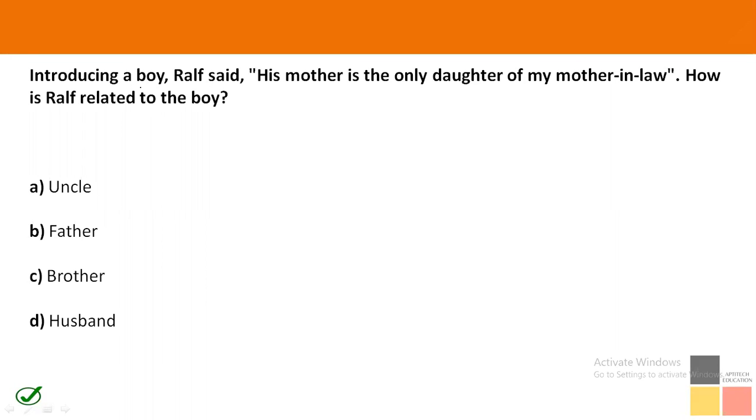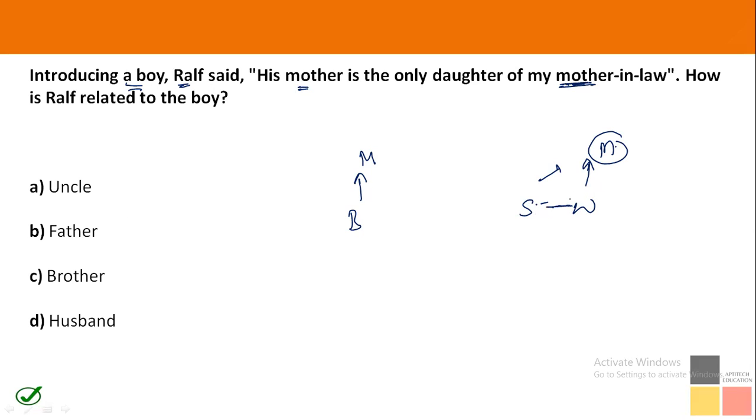Now, introducing a boy, it is being said: his mother, that is the boy's mother, is the only daughter of my mother-in-law. My mother-in-law means my spouse's mother. So if Ralph is a man, it is Ralph's wife's mother. Whoever this boy's mother is, she is the only daughter of my mother-in-law. So my mother-in-law's only daughter is Ralph's wife.